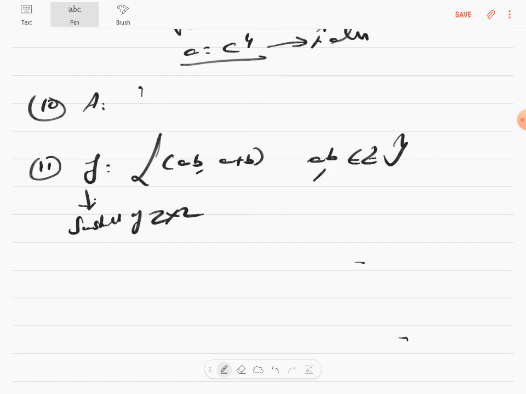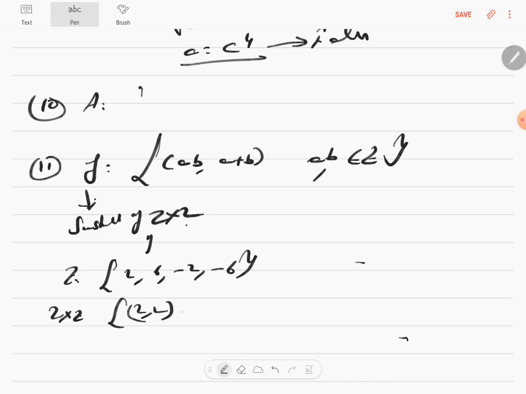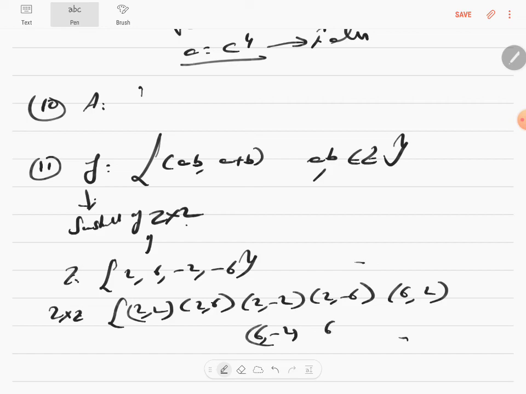Let's see. 12 and 8. Okay, what has he written? 2, 6, minus 2, minus 6 belong to Z. Okay, so let's define what is one of the Z. He has defined it as 2, 6, minus 2, minus 6. Now if I do Z cross Z, what all will you have? You'll have (2,2), (2,6), (2,minus 2), (2,minus 6), (6,2), (6,minus 2), (6,minus 6), and then (minus 2,2), (minus 2,6), and it goes on like this.